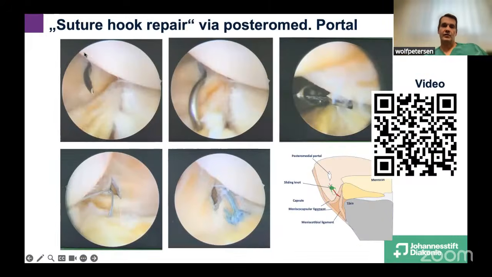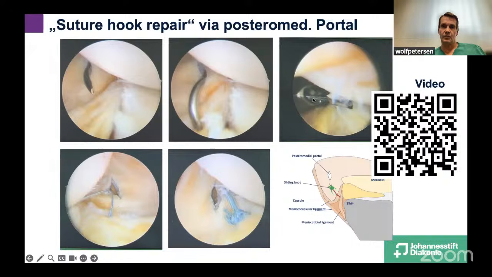And the next slide shows you this suture hook. This is the so-called Gilchrist view. You can see here the ramp lesion. Here's the medial femoral condyle. This is the base of the meniscus. This is the meniscus capsule. Here is the posterior portal. And this is a cannula or a suture hook device, which is introduced through this posterior portal. And then you penetrate first the meniscocapsular ligaments, and then the base of the meniscus here. And then you can forward the suture material.